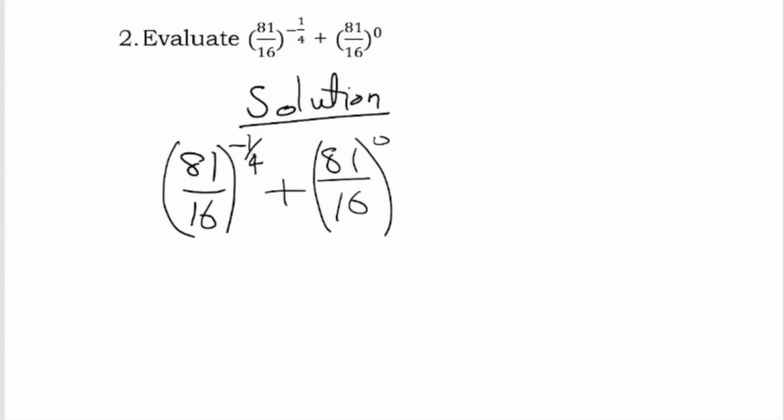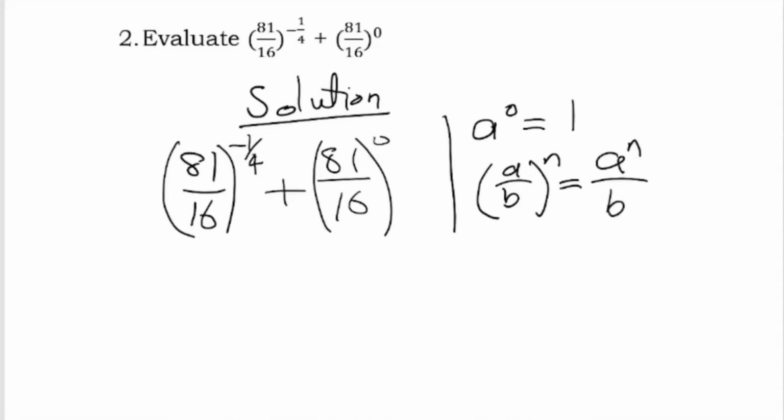So we need to notice certain things here first of all. We know from indices that any number raised to the power 0 is equal to 1. It doesn't matter what number. We also know that when you're given an expression of a over b raised to the power n, this is the same as a raised to the power n over b raised to the same power n, meaning that both the numerator and the denominator are raised to the same power. So if that is the case, it means that our 81 over 16 raised to the power 0 is also 1.